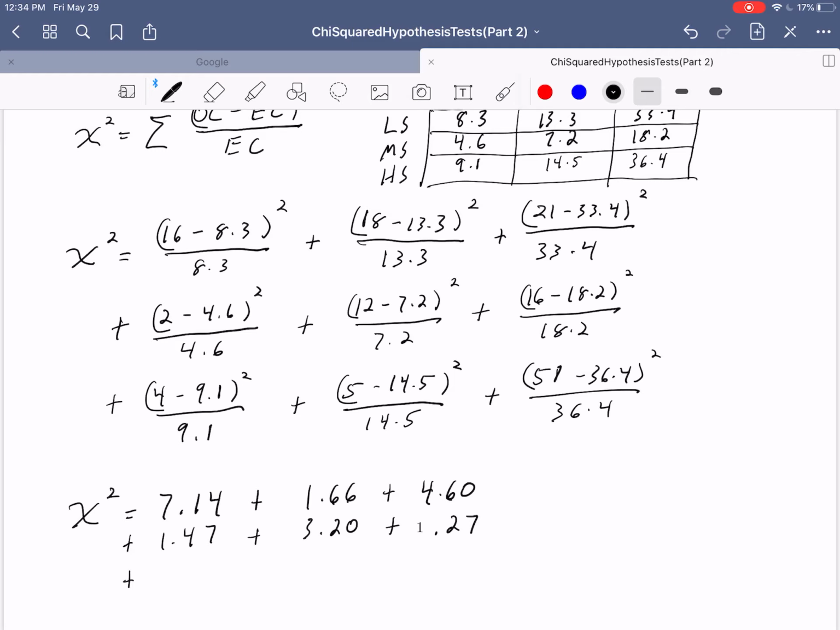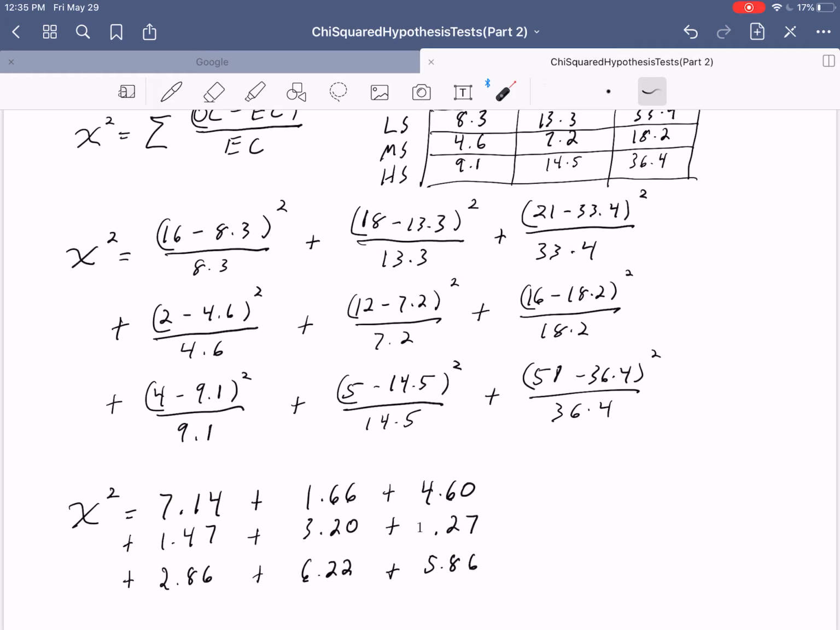divided by 9.1, looks like 2.86, plus 5 minus 14.5 squared divided by 14.5, 6.22, and then finally 51 minus 36.4 squared divided by 36.4, looks like 5.86. So there we go.